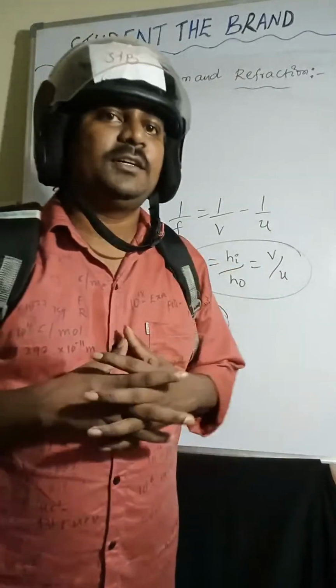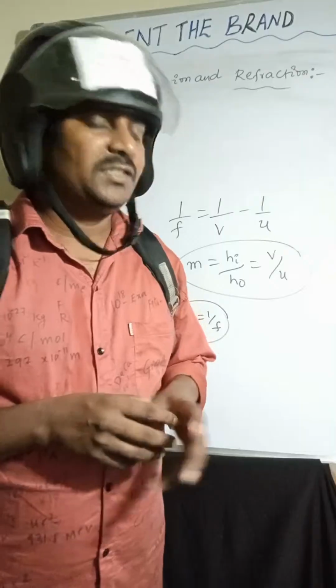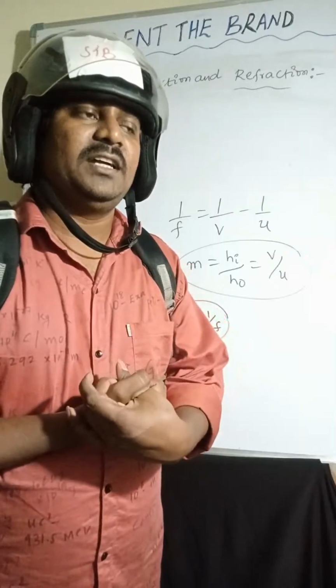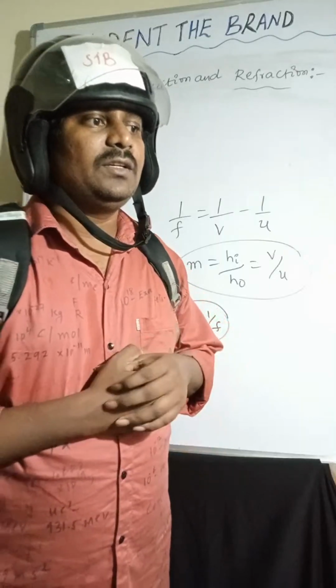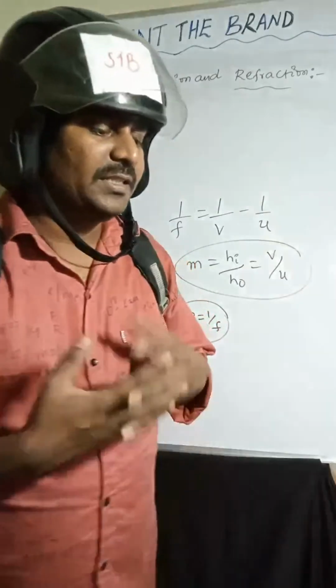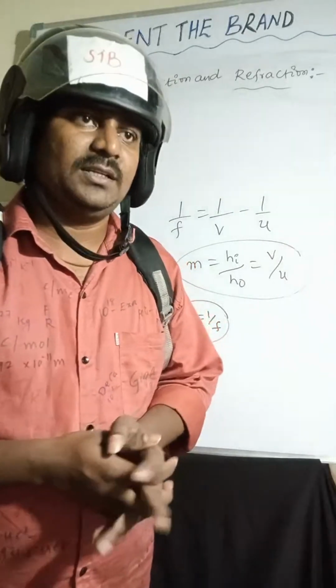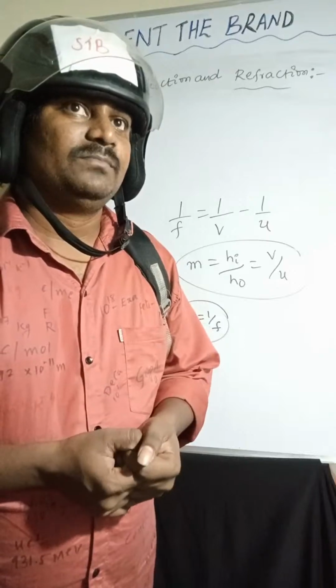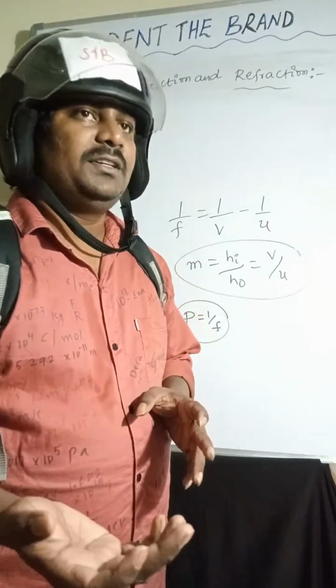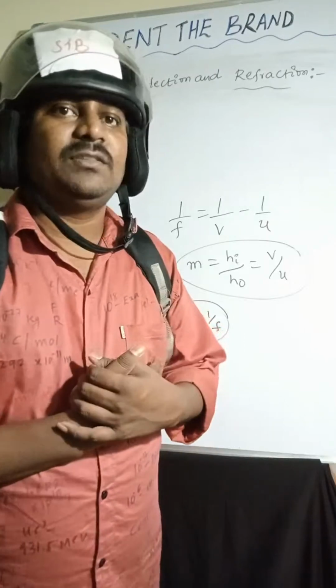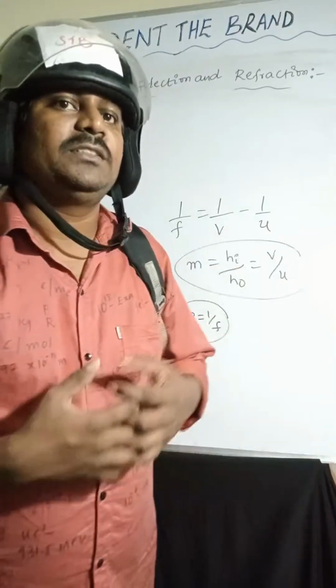So this is about light reflection and refraction chapter. Related to light reflection and refraction, we need to discuss problems. Problems are there. And next, human eye and colourful world, electricity, magnetic effects of electric current, like these topics are there.